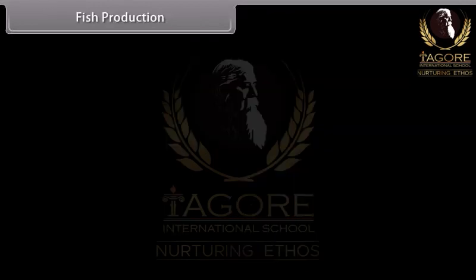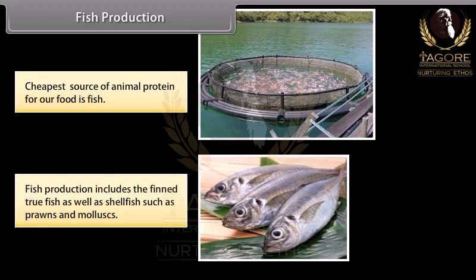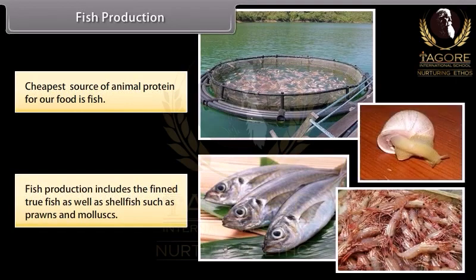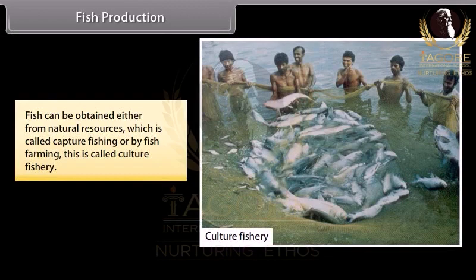Fish production. The cheapest source of animal protein for our food is fish. Fish production includes the finned true fish as well as shellfish such as prawns and mollusks. Fish can be obtained either from natural resources, which is called capture fishing, or by fish farming. This is called culture fishery.